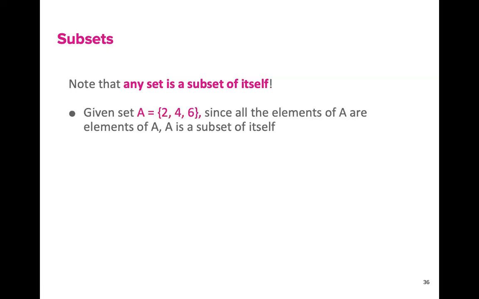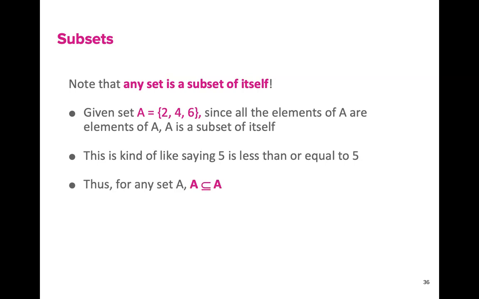So suppose we have a set A = {2, 4, 6}. So all of the elements of A are elements of A. So A is a subset of itself. This is kind of like saying 5 is less than or equal to 5. Thus, for any set A, A is a subset of A, or itself.